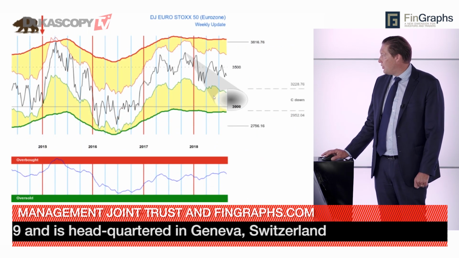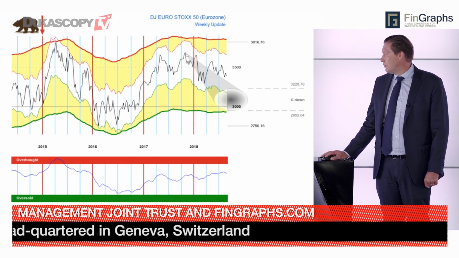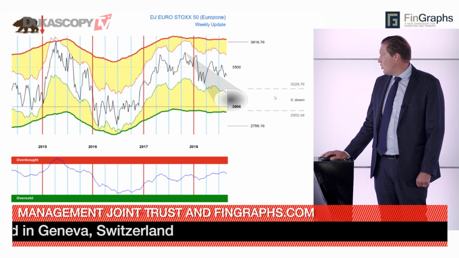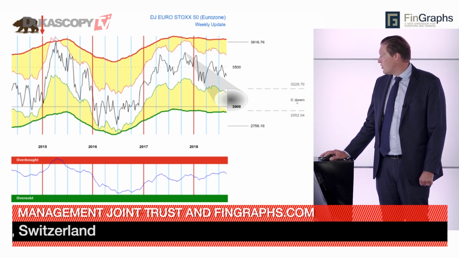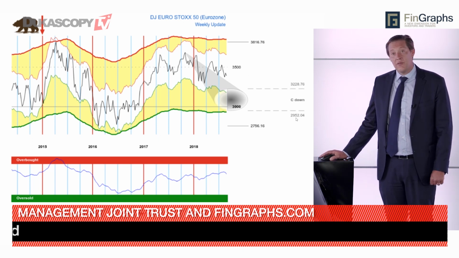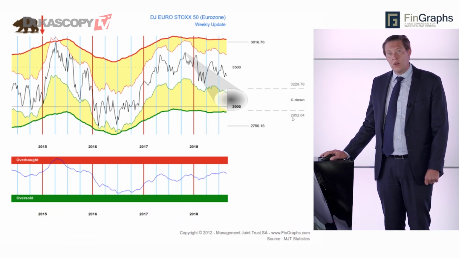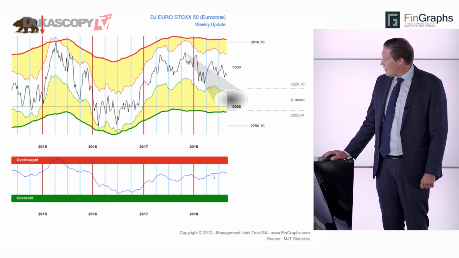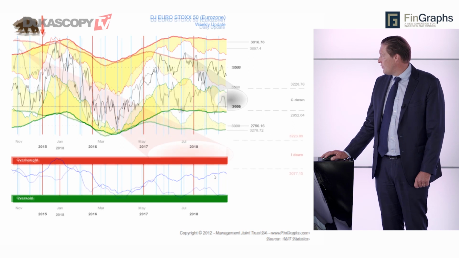Now looking at Europe, it has also started to turn down. The risk to the downside is somewhere between the low 3,000s down to 2950 if it's only a correction. And you can see that the risk index is starting to roll over too.